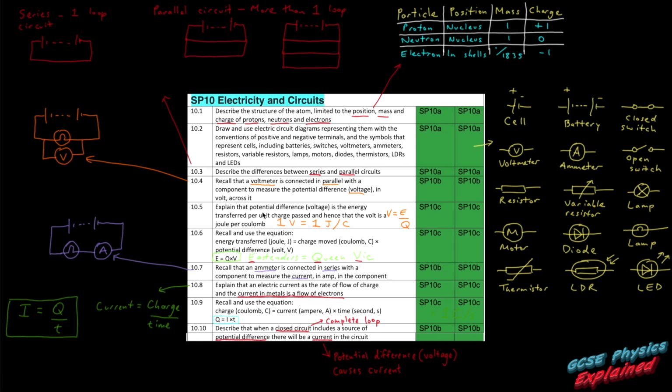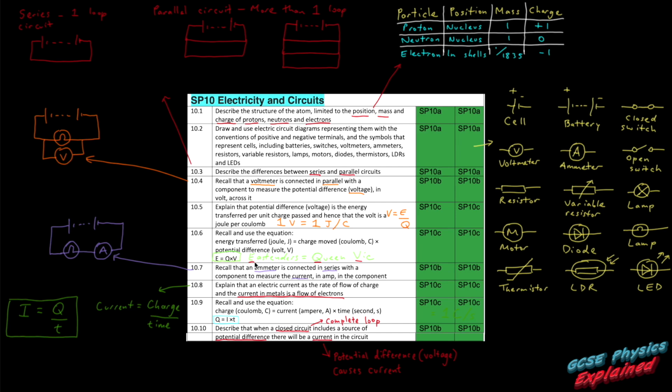10.5. Explain that potential difference. Voltage is the energy transferred per unit charge passed, and hence that the volt is a joule per coulomb. So in other words, it's basically this equation here. Voltage equals energy over charge, but rearranged, E equals Q times V.